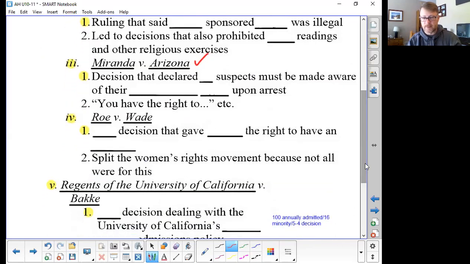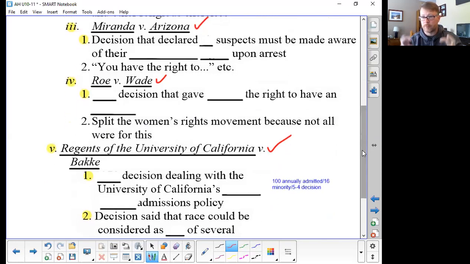Roe versus Wade. This is the court decision in '73 that said abortions are legal given certain circumstances. There are restrictions, but a woman has the right to an abortion. Probably the most controversial decision on here. Regents of the University of California versus Bakke. This said that quote unquote reverse discrimination is not legal. That race can be a factor in things like college admissions, but it cannot be the determining factor. So those are some court cases you're probably not as familiar with.